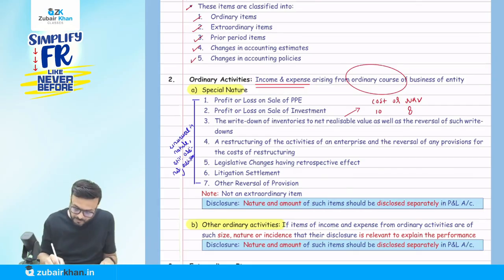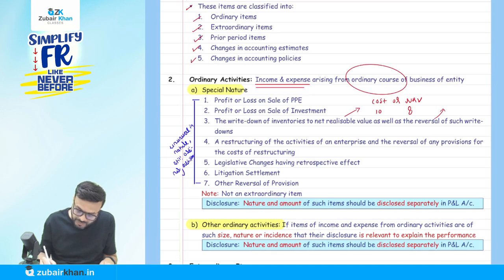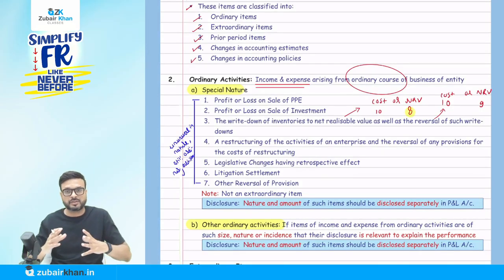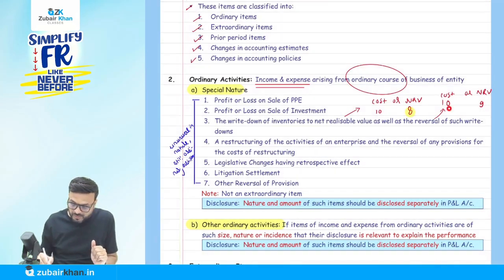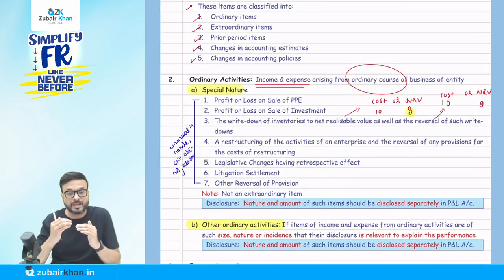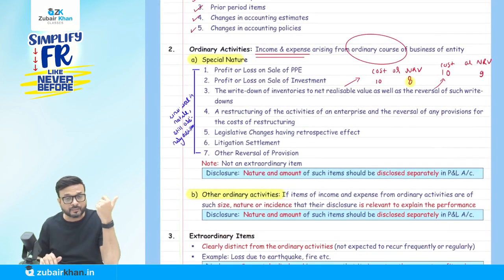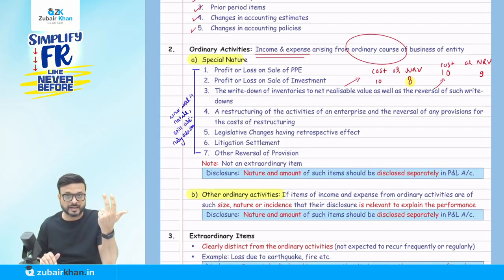Now what is reversal here? Suppose cost is again 10, and NRV is now 9. Previously we recorded at 8, as cost or NRV, whichever is lower. Now when I compare cost and NRV, it is 9. So we are moving it from 8 to 9. That is reversal. So any written down of inventory is also ordinary activity but of special nature. Repeat with me: profit or loss on sale of PP, profit or loss on sale of investment, the written down of inventories and reversal of those.